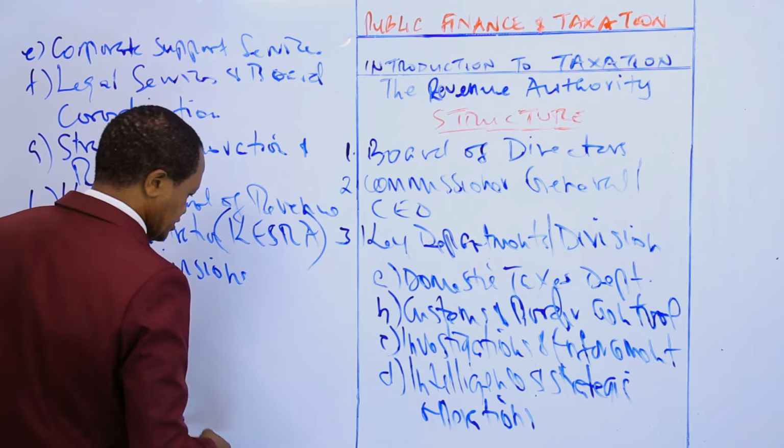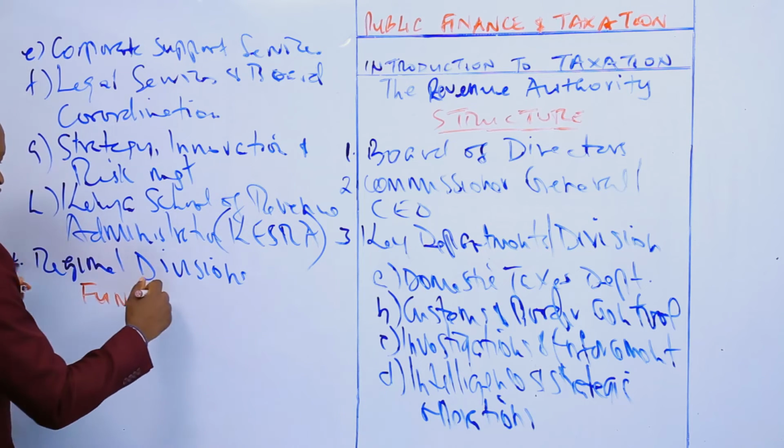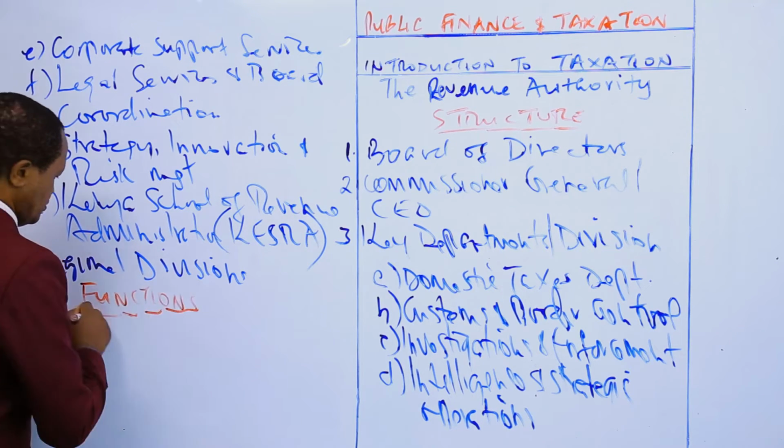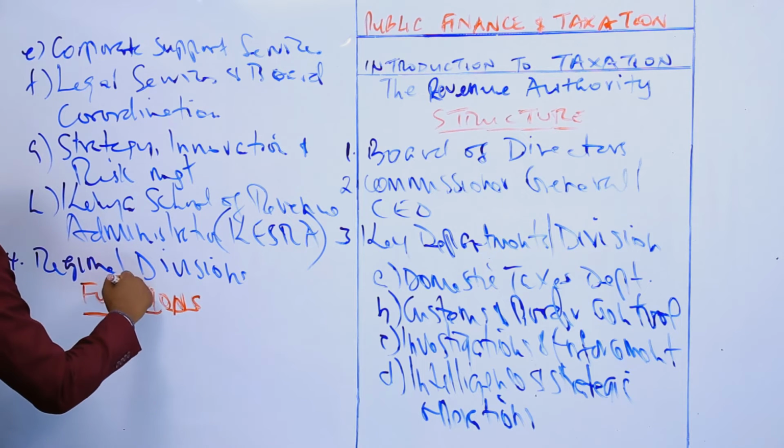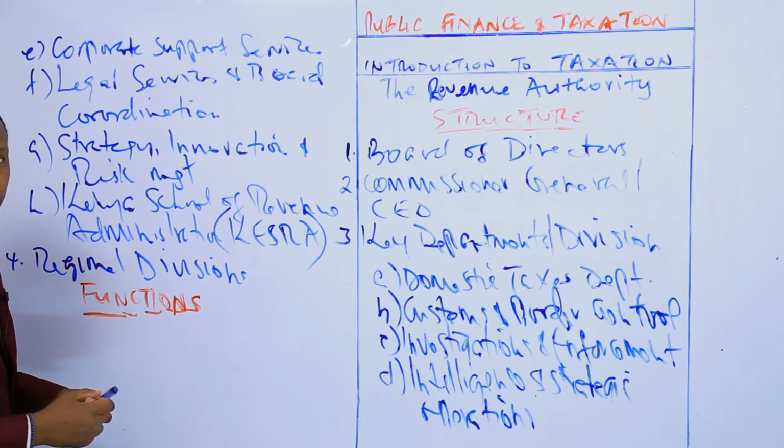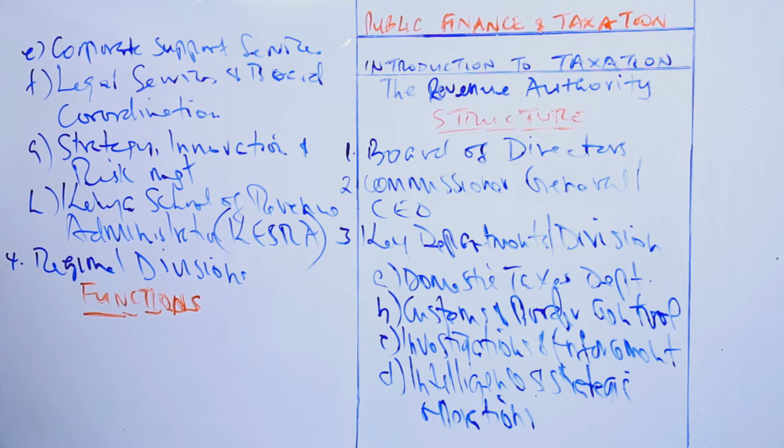Functions of Kenya Revenue Authority. What are the functions of the authority? Now, KRA has various functions. This authority performs various functions, and we are going to outline the core functions. The first one is assessment of revenue, revenue assessment, collection, and accounting.